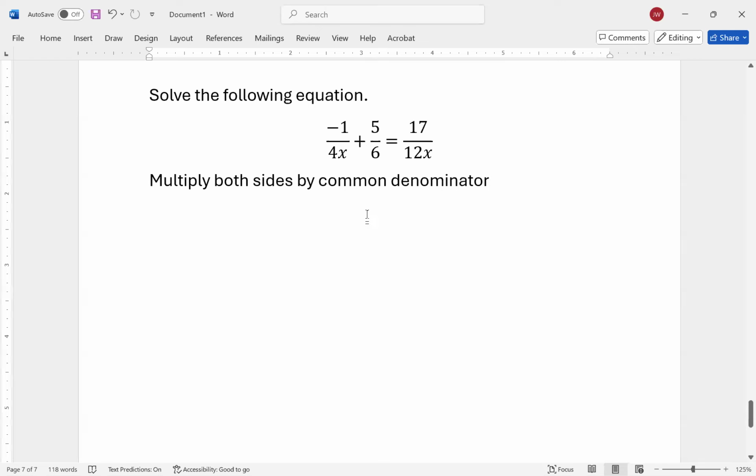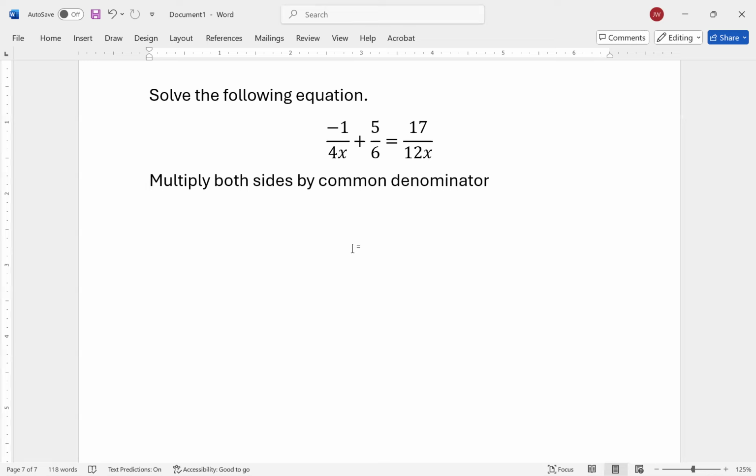For this example, doing the cross multiplication would be tough because I would have to add fractions. And these fractions don't have common denominators, so adding fractions would be tough on the left-hand side. I have to do more work than I need. So what I'm going to do is I'm just going to multiply both sides by a common denominator.